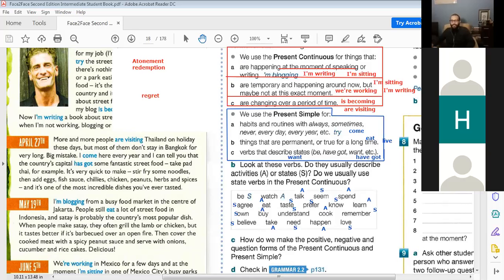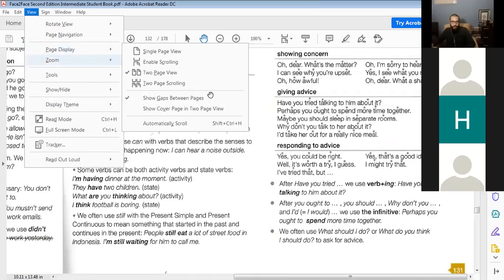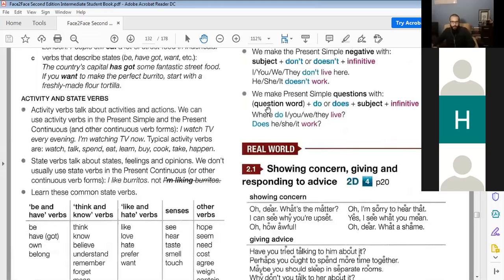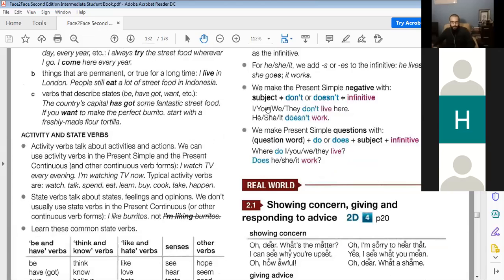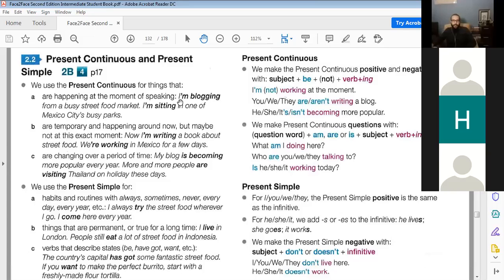Okay, now let me take you to page 132. Let's take a look and let's see the answers. So we have page 131. What page is this? This is 18. Okay, so let me change the page view. So we want 131. This is 130. All right, here it is. Can you see this? This is the answer on the left side. So the first one, if you want to talk about something happening at the moment of speaking, blogging and sitting.